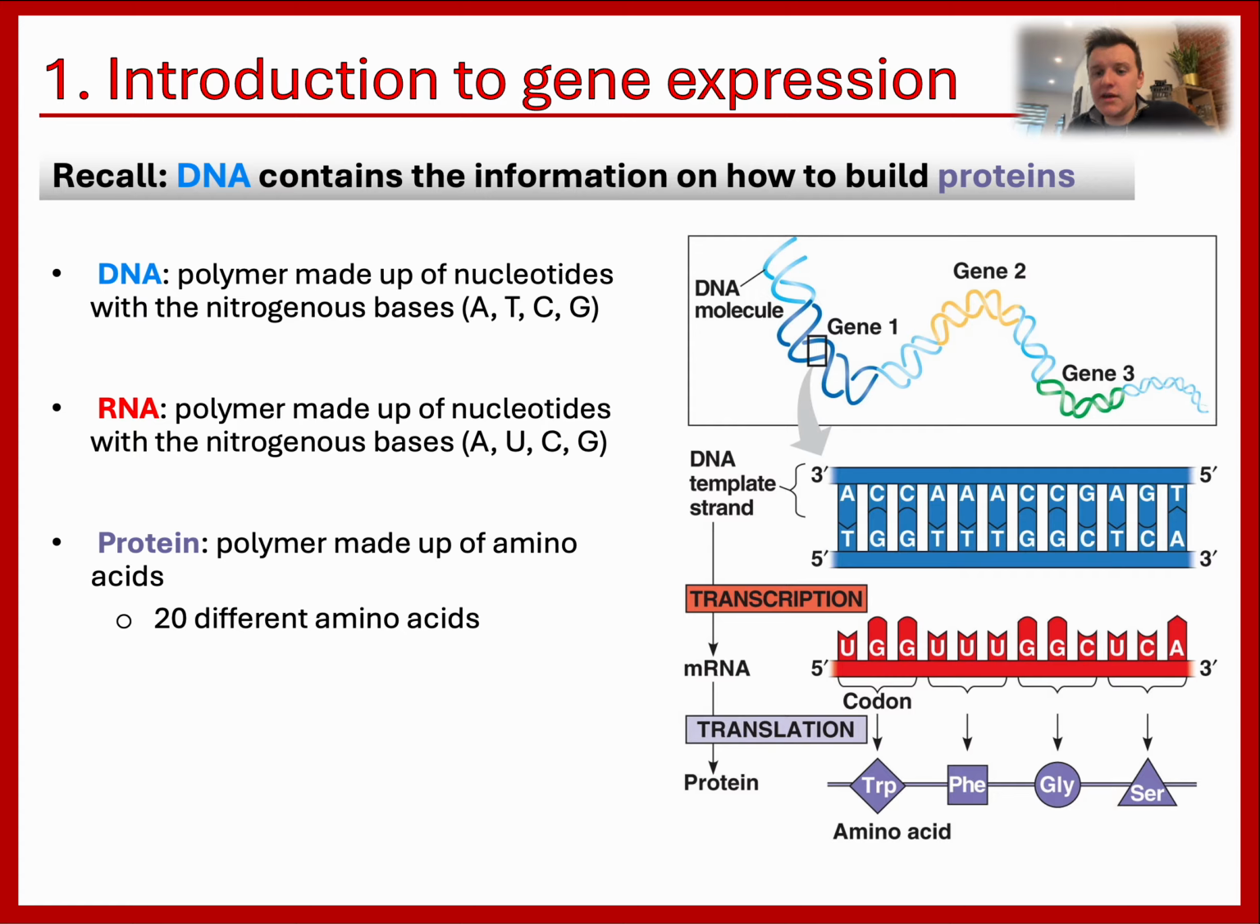Maybe gene 3 encodes a little protein on the surface of the cell membrane, like one of those transport proteins that we've seen. So in the DNA, there are multiple genes that encode proteins. They're the instructions for how to make the protein. So here, the DNA polymer made up of nucleotides has the nitrogenous bases A, T, C, and G, right?